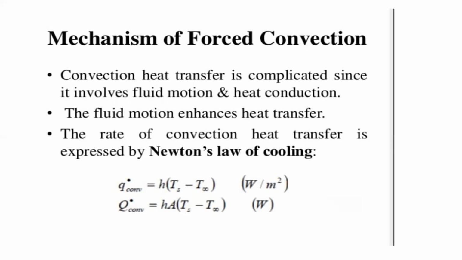Here Q equals h A (Ts minus T infinity). These are the formulas where capital Q is the heat transfer due to convection. h is the heat transfer coefficient. A is the area of the surface. Ts is the temperature of the surface. T infinity is the ambient temperature. Ambient temperature is nothing but 25 or 30, whatever we have. And the unit here is watt.